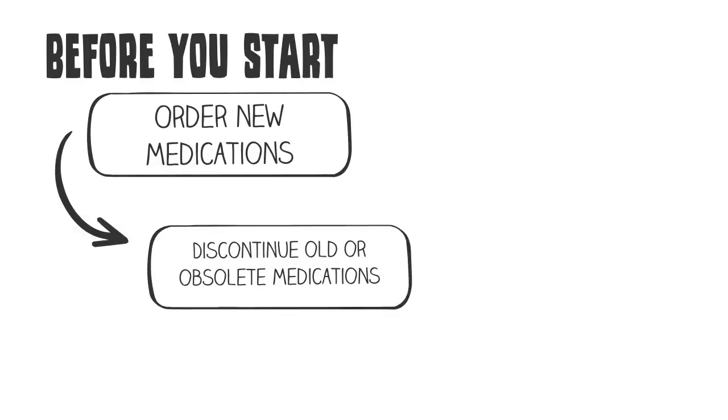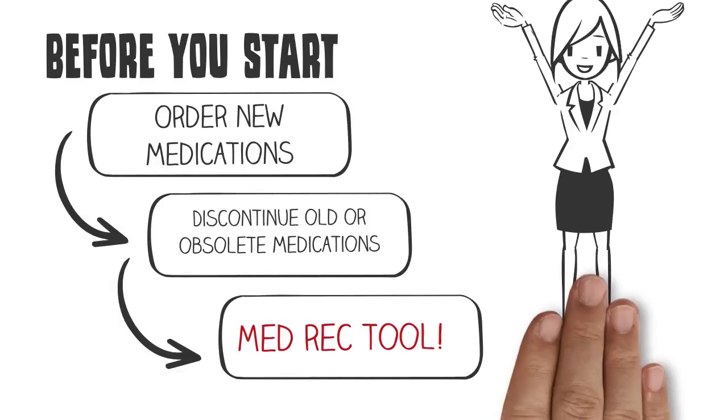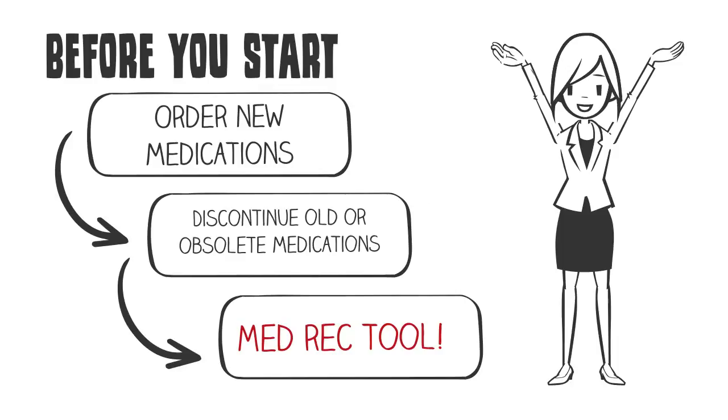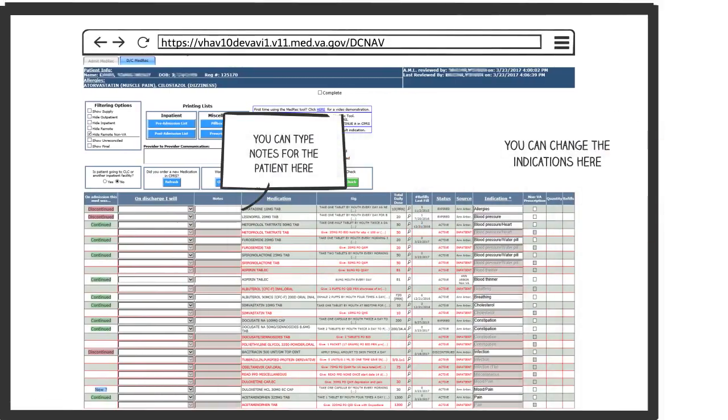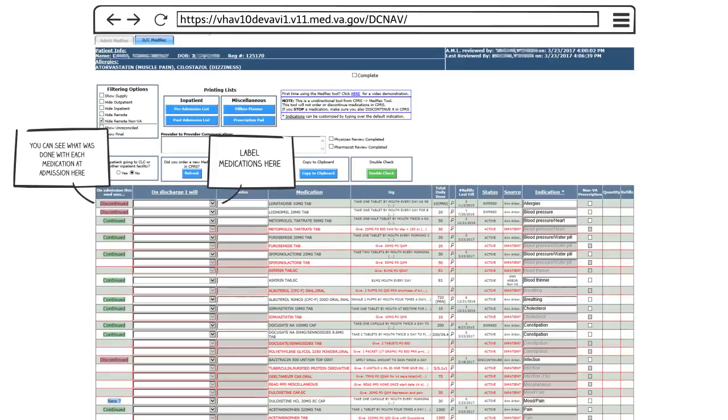Before you open up the MedRec tab, it is most efficient if you have already ordered any new medications the patient is going to take and discontinued any obsolete orders and signed them in CPRS. On the discharge screen, you will note that the inpatient orders are in red and the outpatient orders are in black. Since the meds are organized by indication, you can see similar types of medications side by side.